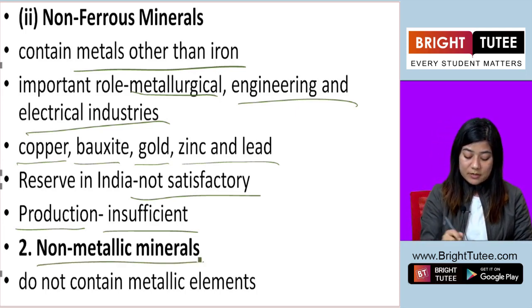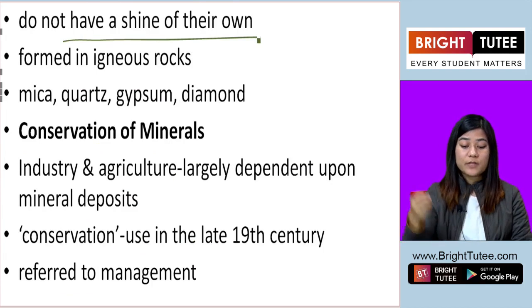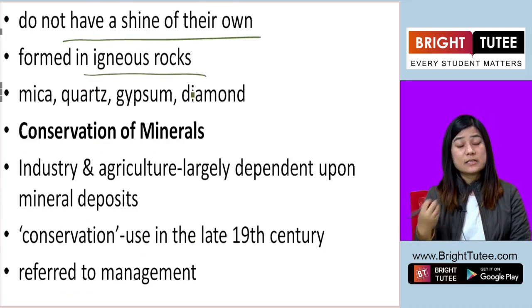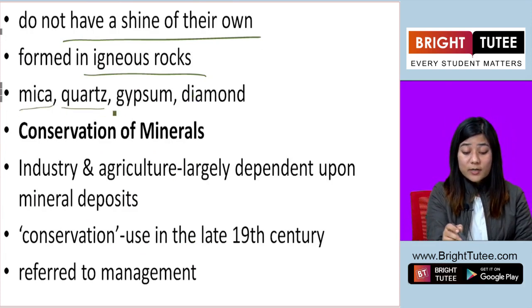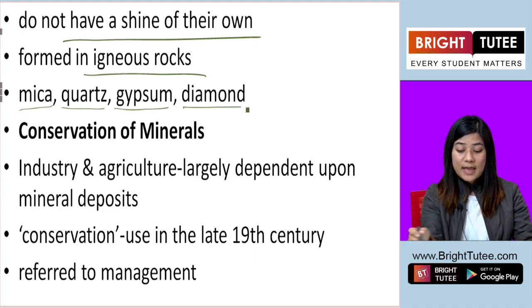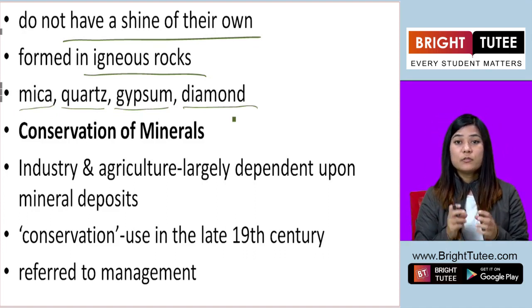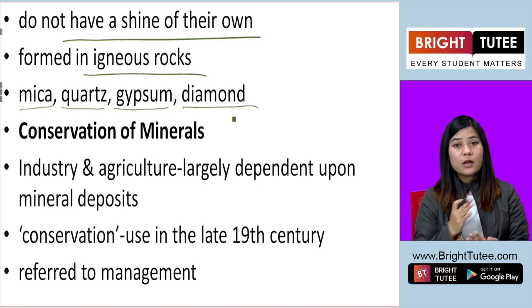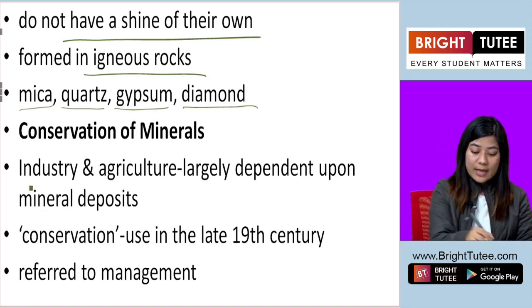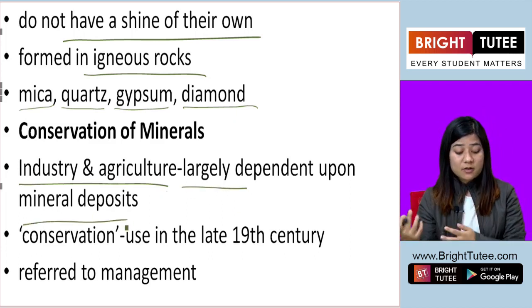The next type of mineral is non-metallic minerals. Now these non-metallic minerals do not contain metallic elements. They do not have shine of their own, and they are formed in igneous rocks. Some of the examples are mica, quartzite, gypsum and diamond. Okay. Now these mineral resources are also very important. So because of that, these also need to be conserved, just like land resource, water resource. Agriculture and industry depend largely upon the mineral deposits and the mineral resource.